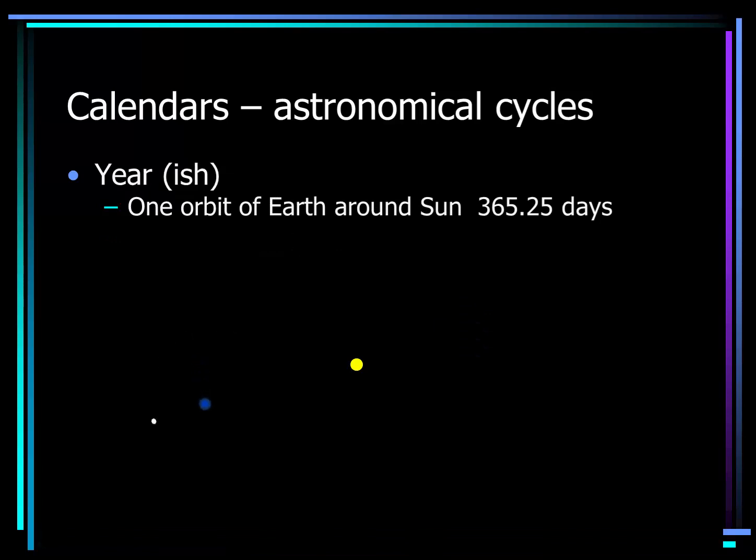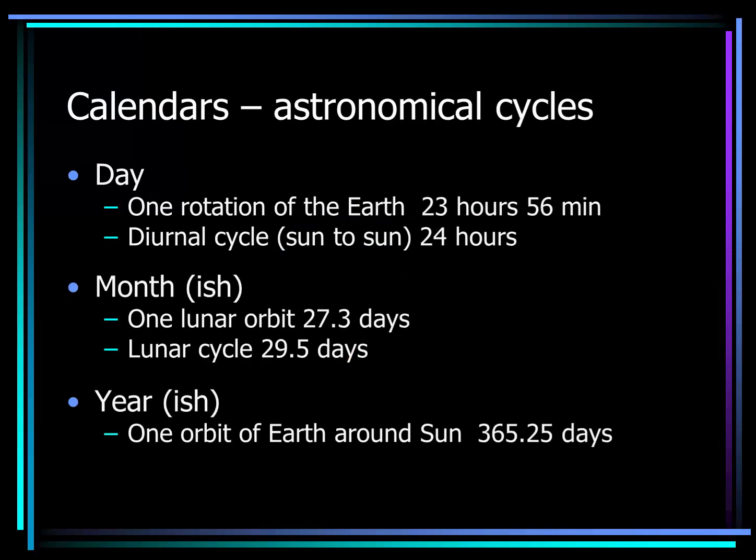And then we come to the year. Well, or the year-ish. One orbit of the Earth around the sun takes approximately 365.25 days. There are approximately 12 orbits of the moon around the Earth during this time period. You'll notice that the day, month, and year are not equal divisions, so making a calendar presents a bit of a challenge. Many different cultures around the world have attempted different methods to take these motions and use them to mark time. Let's look at a few of the prominent calendars.